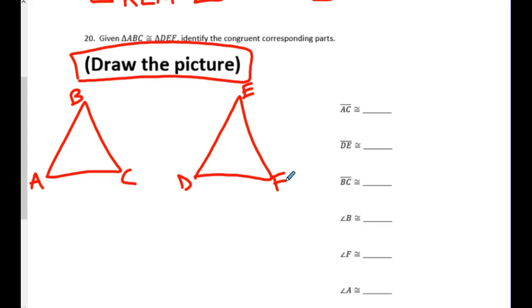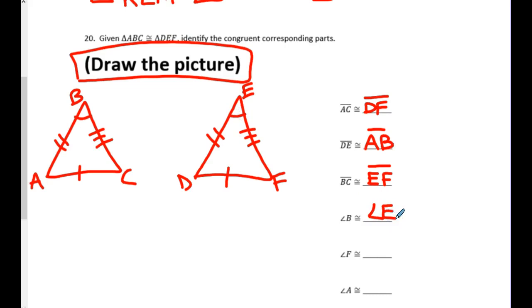Alright, and then all we got to do is answer it. So AC is congruent to DF. DE is congruent to AB. BC is congruent to EF. Angle B is congruent to angle E. Angle F is congruent to angle C. Angle A is congruent to angle D.